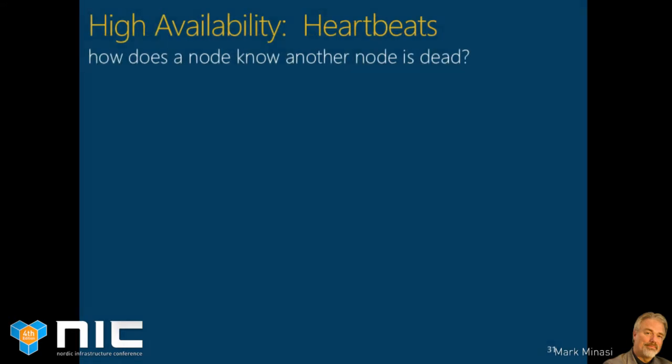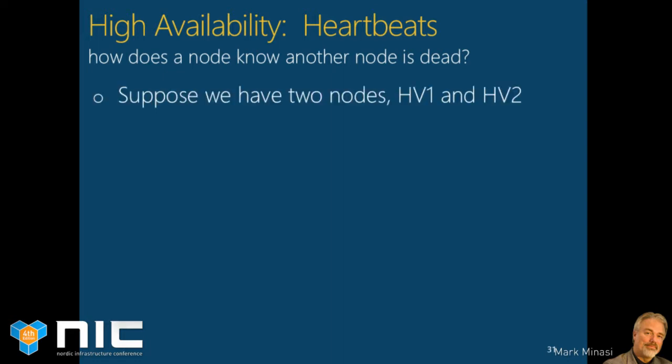So, let's think about how we know. If I'm a node and you're a node, let's say I'm the passive node. I want that job. Let's say you're the active node. You're doing all the work. I'm just sitting there waiting for you to die. Is he dead yet? No. Is he dead yet? No. Is he dead yet? No, it's just Saturday. So how do we do that?